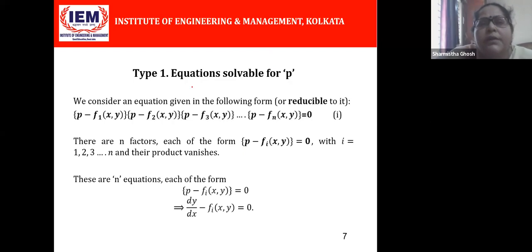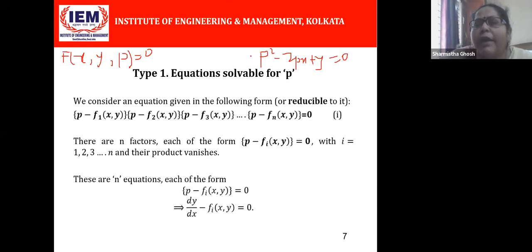Okay. So now the type 1 equation, solvable for p. Now what we think over here is that I have an equation depending on x, y, p. Say, for example, maybe I have an equation like p square minus 2px plus y equal to 0. Maybe you are given an equation like this. Of course, we should remember that this means actually (dy/dx) whole square minus 2x dy/dx plus y equal to 0. Now, when I write this like this, you see that can I not think of this, p square minus 2px plus y, as a polynomial in p? A second degree polynomial.